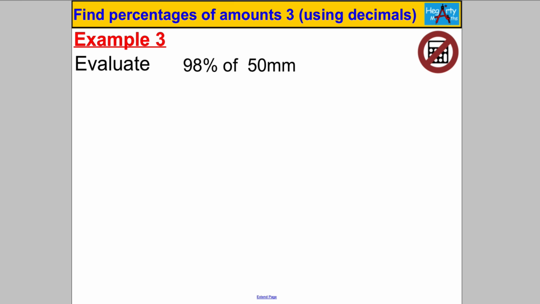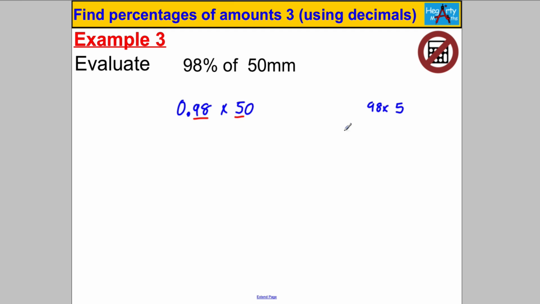98% of 50 millimeters. So let's have a go at that one. That's equivalent to 0.98 as a decimal multiplied by 50. So I'm going to go over here and do 98 multiplied by 5 instead of 98 multiplied by 50. The easier related calculation, just picking these digits here.